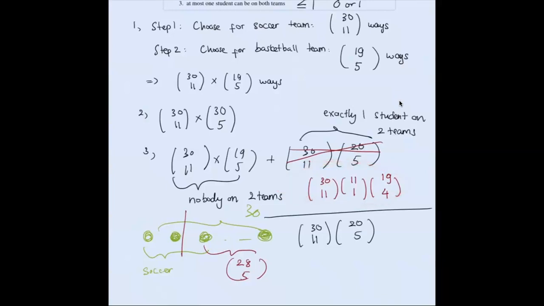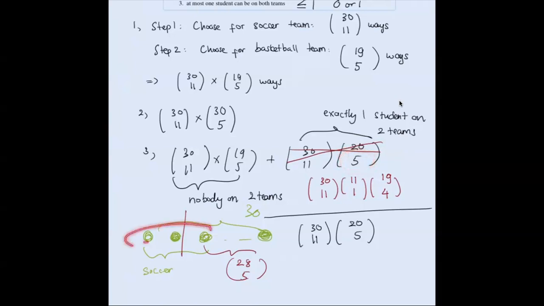This one? Yes. So I was saying that this expression does not correspond to exactly 1 student on 2 teams. Why is that? Because first you pick 11 members to be included in soccer. And then you decide that you will allow 1 to go back, so they have the possibility to be picked for basketball.